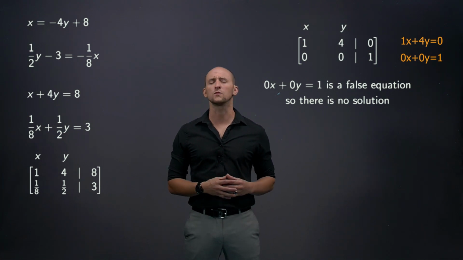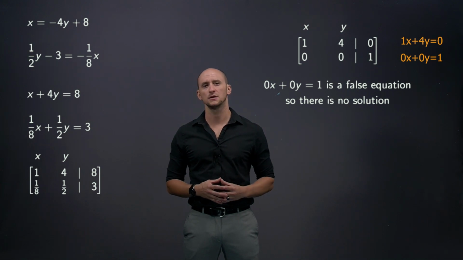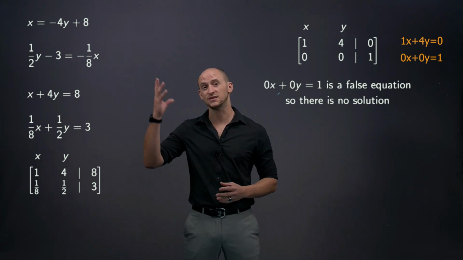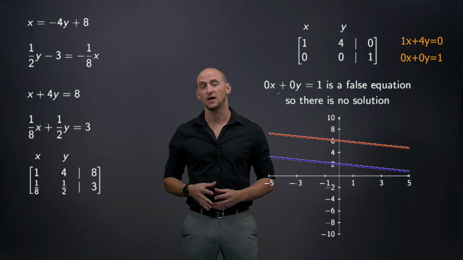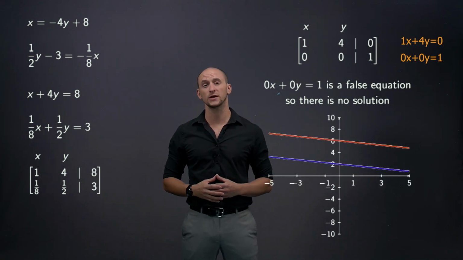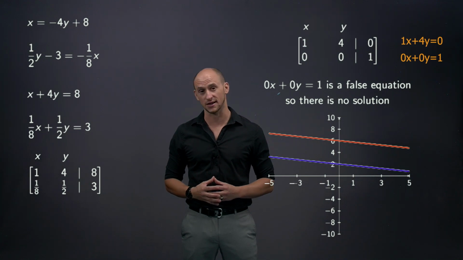So what's going on when we have no solution like this? Well, what that tells us is that these two lines that we have are actually parallel lines in a plane. And if we were to graph them, we would pretty quickly see that these lines are never going to intersect.